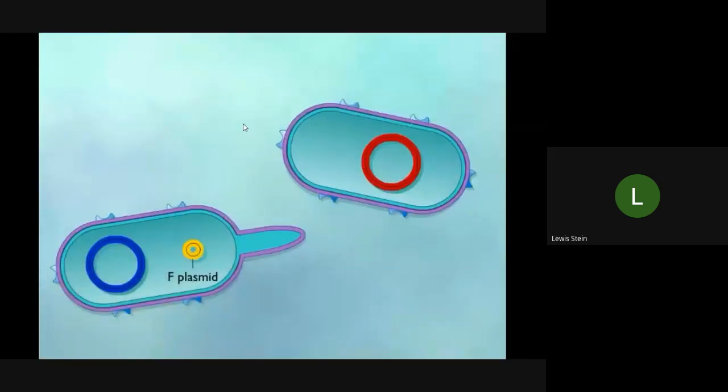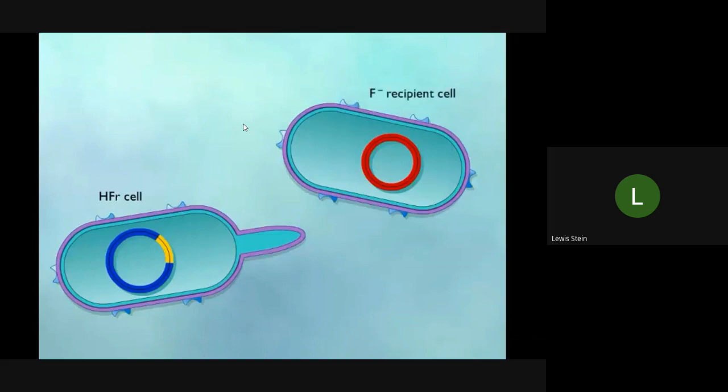It's a little bit different than this transfer of chromosomes. Sometimes the F plasmid becomes integrated into the host cell genome. The host cell is now referred to as HFR, which stands for high frequency of recombination. The HFR is able to transfer some of the host genes to the recipient.